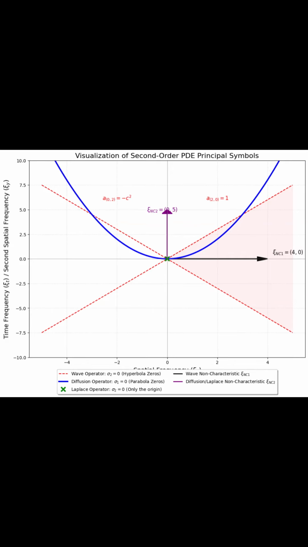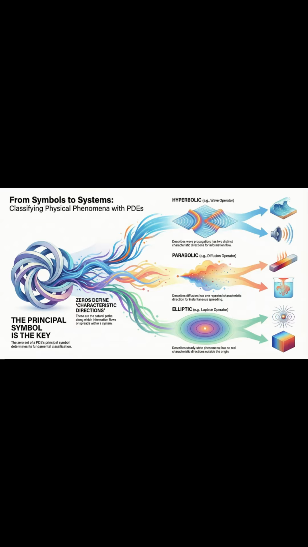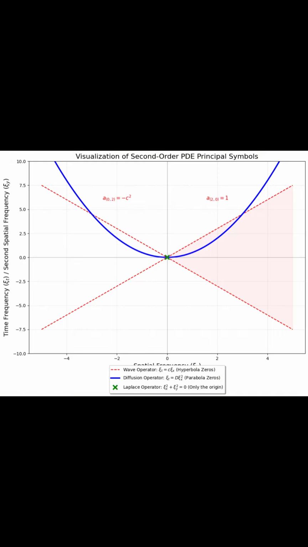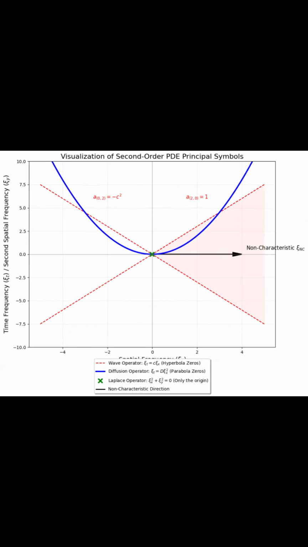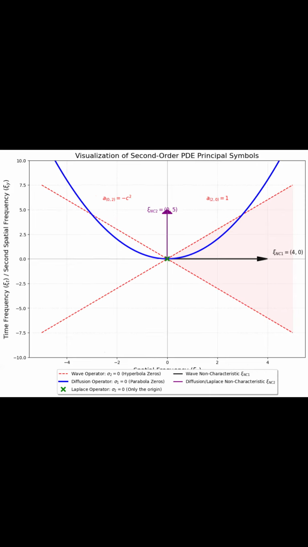And elliptic equations, they have basically no real directions, which means their solutions are all about a steady state, totally determined by the boundaries. So yeah, the principal symbol zero set isn't just abstract math. It's the essential map for understanding how these equations govern waves, diffusion, and steady states.